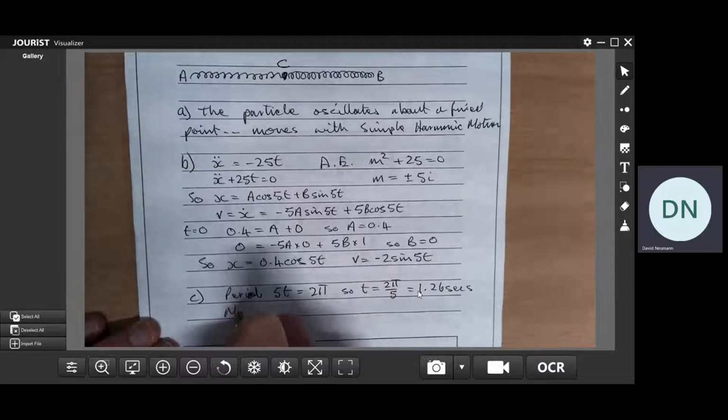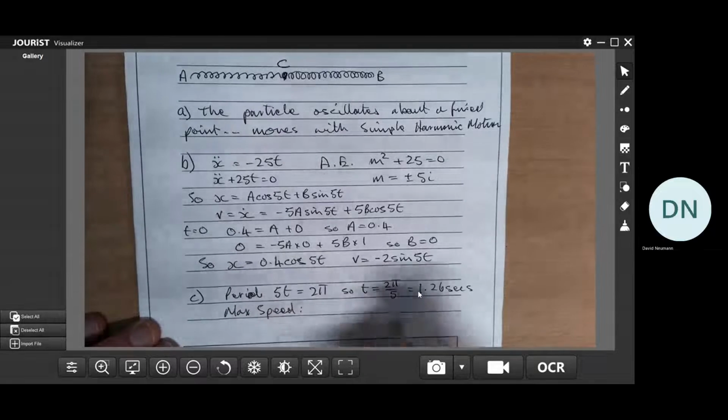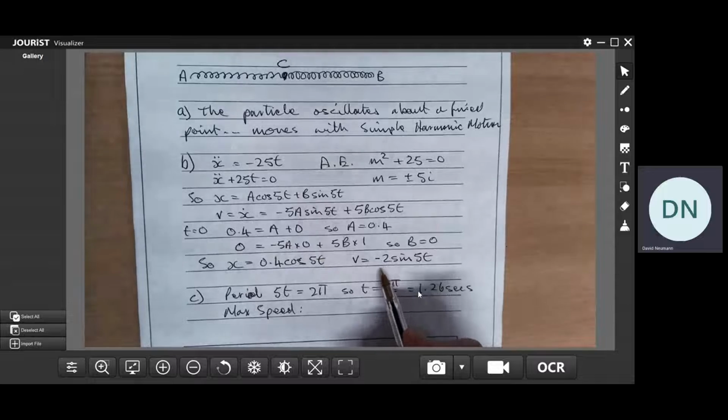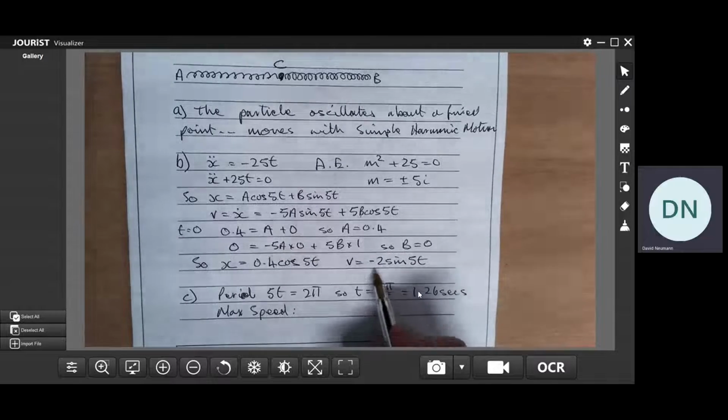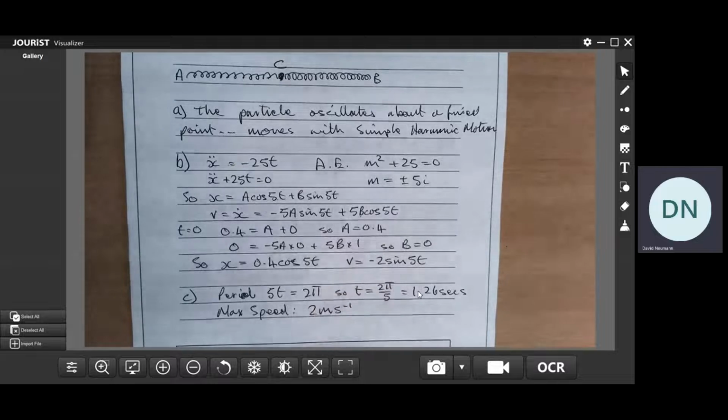And maximum speed, remember, speed is the magnitude of velocity. Magnitude of this velocity is going to go, well, down to minus 2 and up to 2. So maximum speed is 2 meters per second.